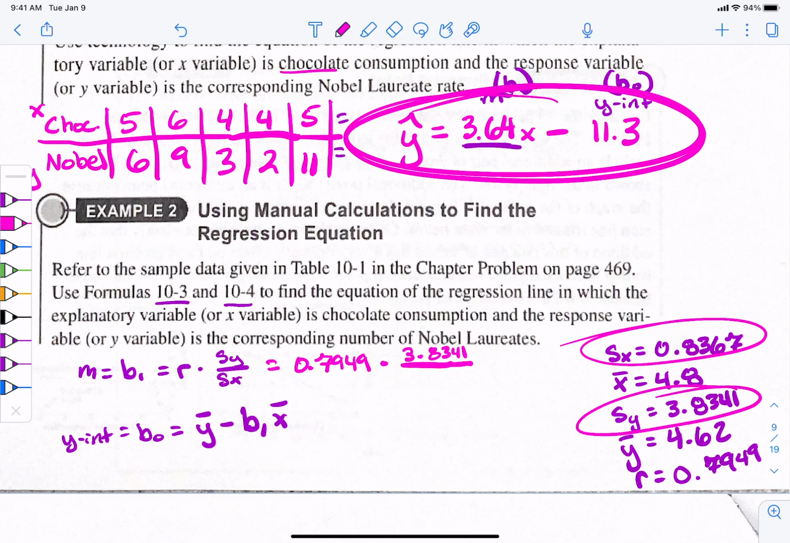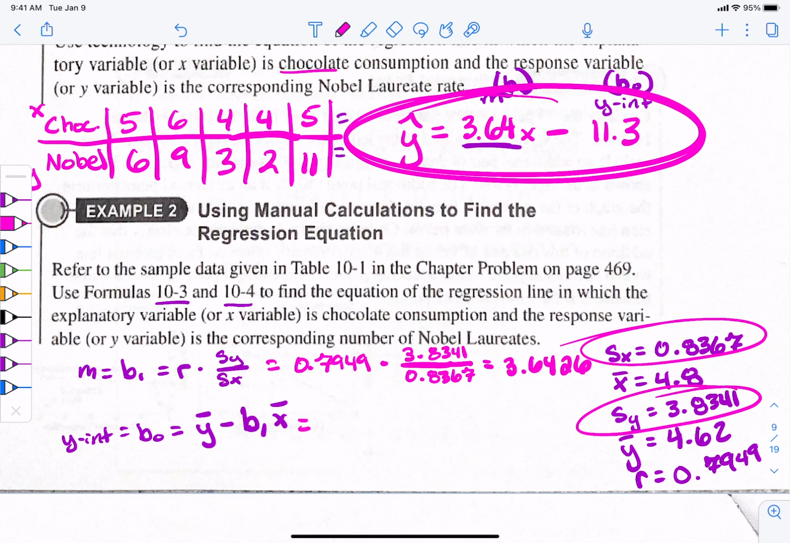It's good to think about those things so you know that you're not making a mistake and it's actually legit, okay? If you do that math, 0.7949 times that stuff divided, what do you get for your B1 or your M value? 3.64. Is it exactly 3.64? 3.64255538. We'll go 3.6426. That's what we got.